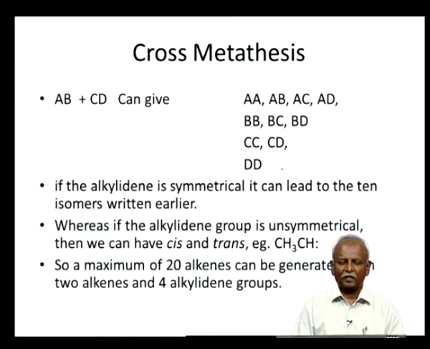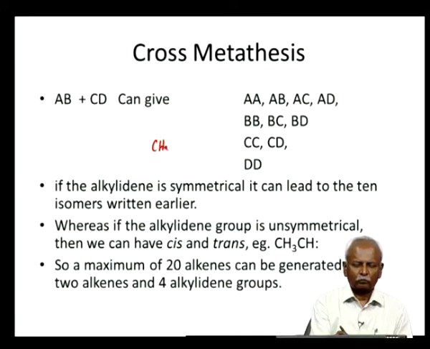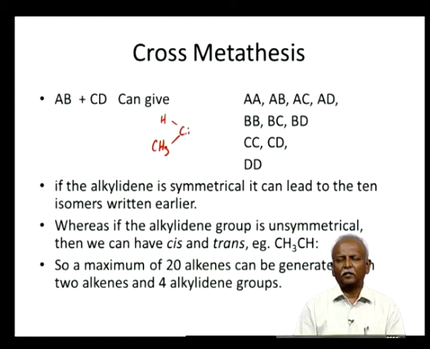In the event that the alkylidene is symmetrical, you will have only 10. If you have an unsymmetrical alkylidene group, which means that you have, let us say, a CH3CH group, this is the alkylidene group that we are talking about, then you can have both cis and trans olefins generated from this alkylidene. So, a maximum of 20 alkenes can be generated, just starting with 2 alkenes and 4 alkylidene groups. This is the maximum that can be generated, starting with 4 different alkylidene groups.